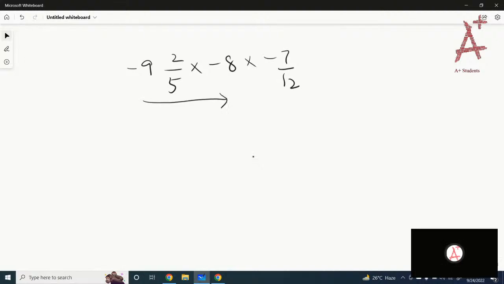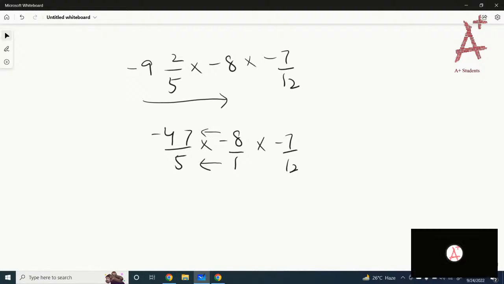Okay, the next one is simplify negative 9 whole 2 by 5 times negative 8 times negative 7 by 12. You have just multiplication signs, so start from left to right. Convert this fraction to an improper fraction. You need to multiply 9 times 5, that is 45, and you have to add 2. So it would be negative 47 by 5 times negative 8 by 1 times negative 7 by 12. Just multiply numerator times numerator and denominator times denominator.